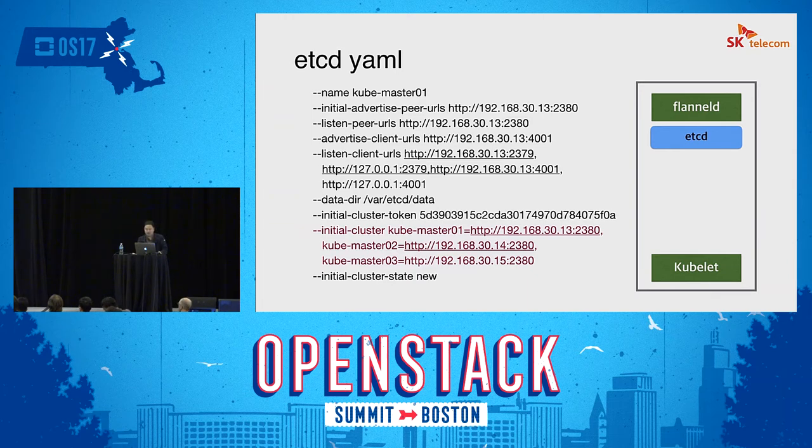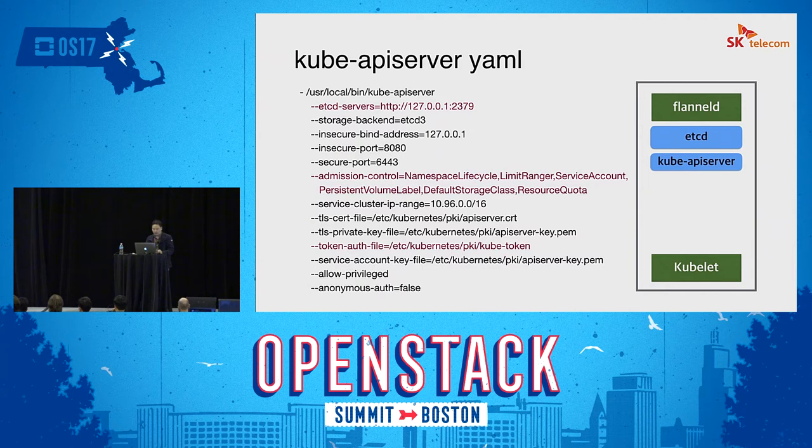etcd is a key-value store with three cluster nodes for stability. In this example, we clustered the three Kubernetes masters. All information of Kubernetes, such as node information and pod information, is stored in etcd. The initial cluster option specifies the host IPs, as you see, to configure the initial etcd cluster.